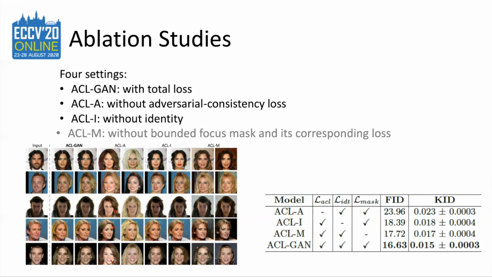We found that ACL-GAN with bounded focus mask has better perceptual quality. For example, the background can be better maintained compared with ACL-M. The quantitative results indicate that our bounded focus mask improved the quality of images because the mask directs the generator to concentrate on essential parts for translation.